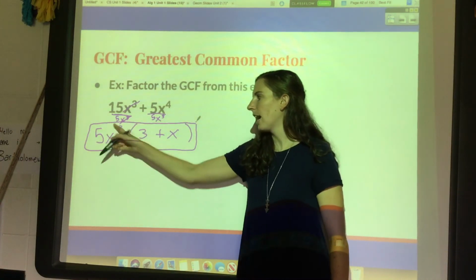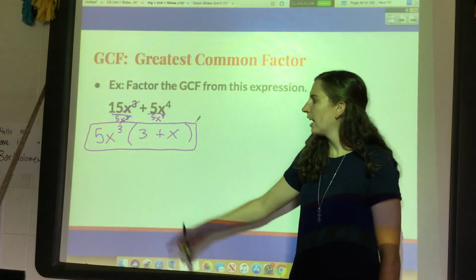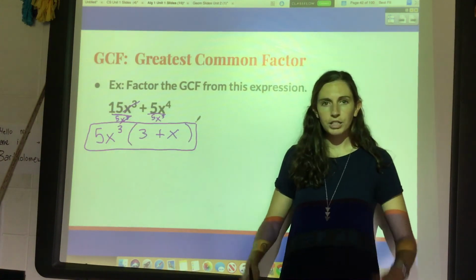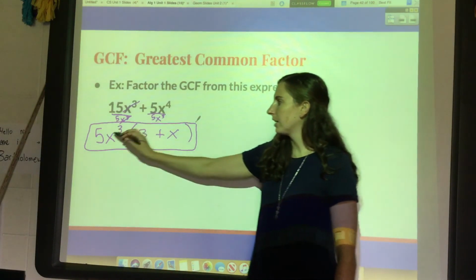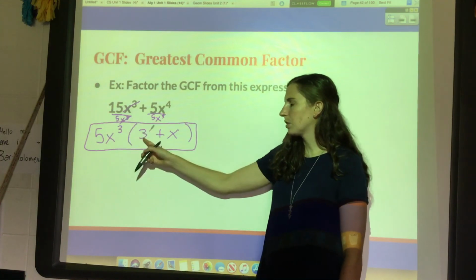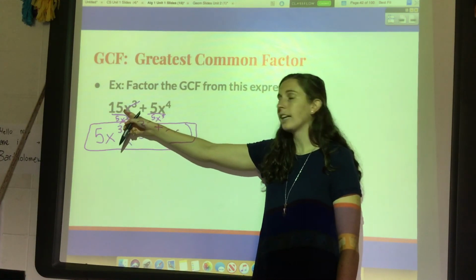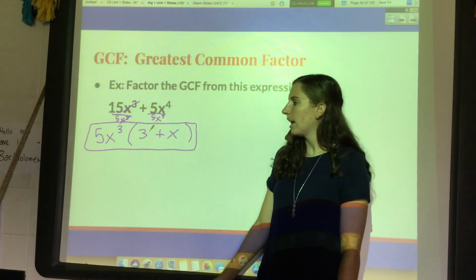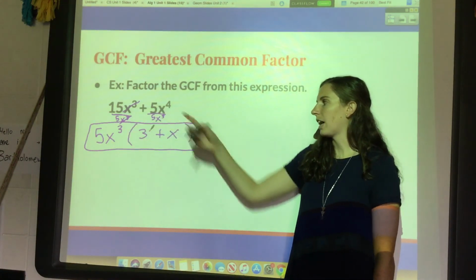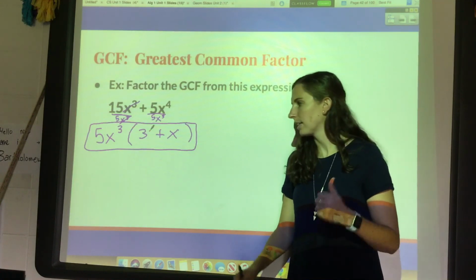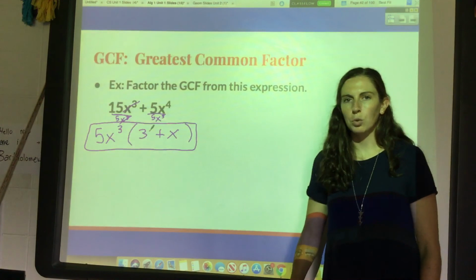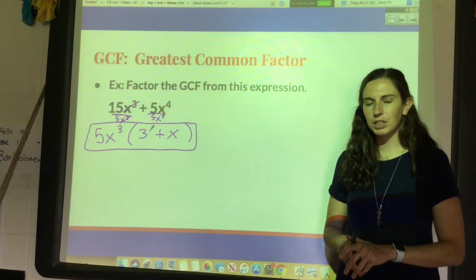This was the GCF that I factored out, and this was what's left after I did that. And you can always check your work by distributing. If I do 5x cubed times 3, will I get 15x cubed? Yes. And if I do 5x cubed times x, will I get 5x to the 4th? And yes, I will. So that's good. We've done this correctly.